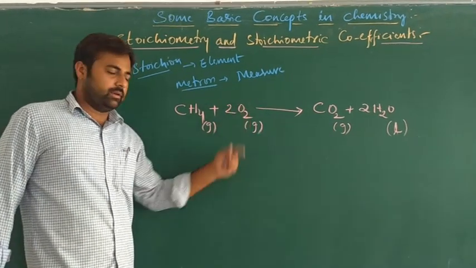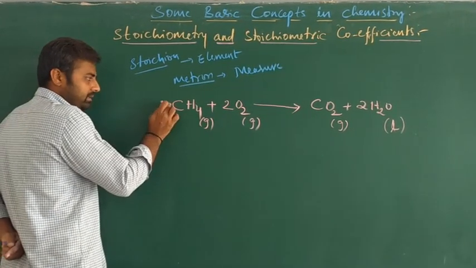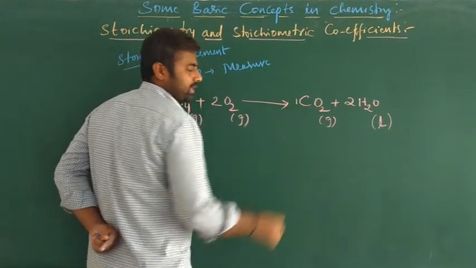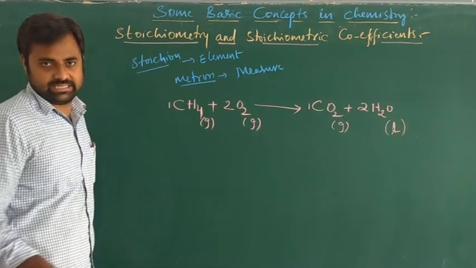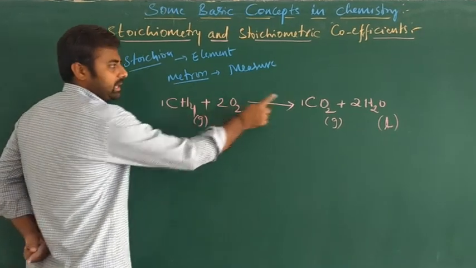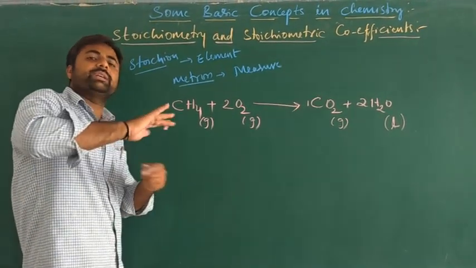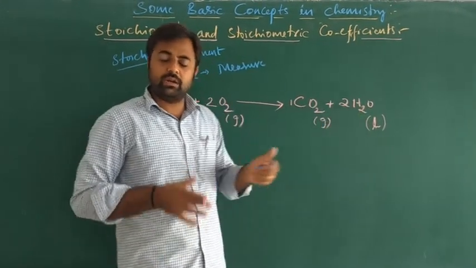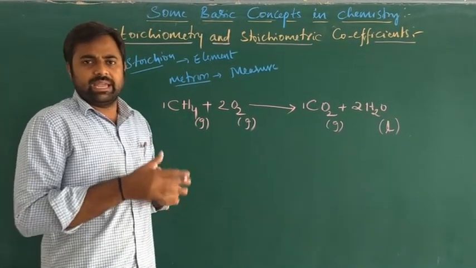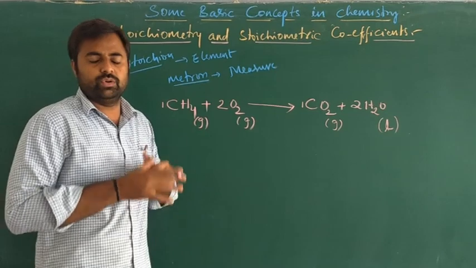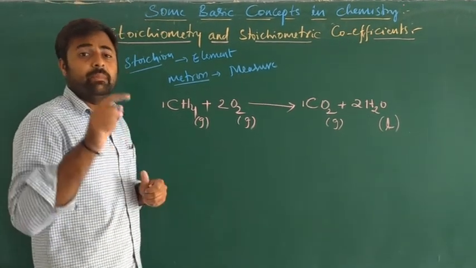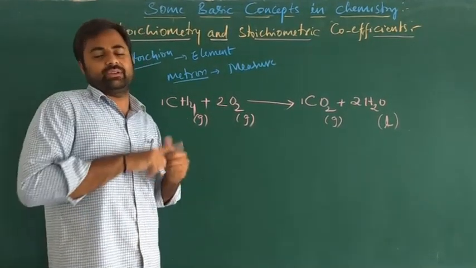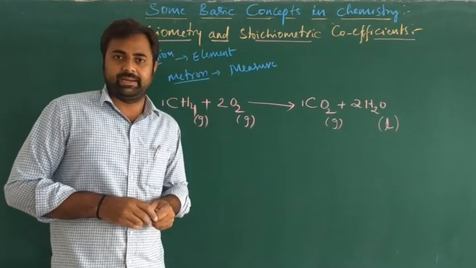In this reaction, you can also observe there is a 1, 1, 2, 1, 2. These are the stoichiometric coefficients, right? 1 for methane and 1 for carbon dioxide. These coefficients are called stoichiometric coefficients. And 2 for oxygen and 2 for water. These are also called stoichiometric coefficients. Stoichiometric coefficients mean what? Those coefficients represent the number of molecules or number of moles involved in a reaction, whether it is product or reactant, right?